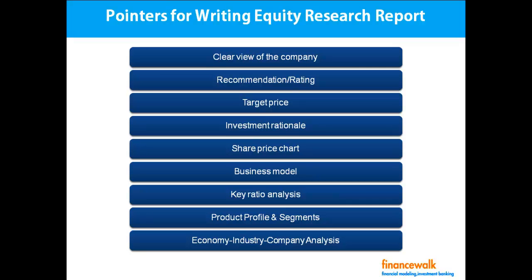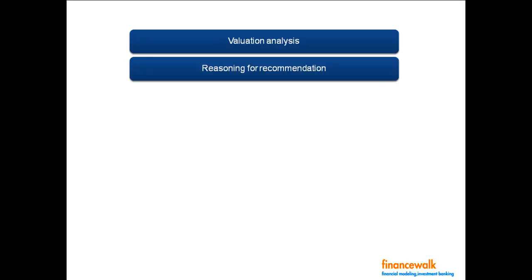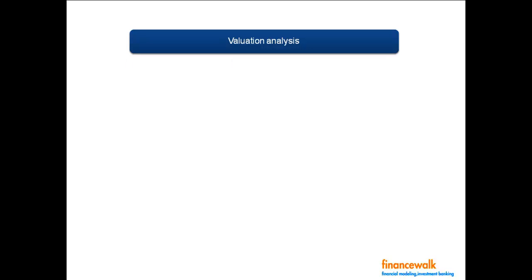Economy, industry, and company analysis, EIC model, which we have covered in fundamental analysis. After including analysis of economy, industry, and company analysis of the company, go for the valuation models. Then perform DCF analysis and relative valuation with the company's peers. So relative valuation has to be done with company's peers based on parameters like EPS, PE, P by book, P by sales, return on equity, and return on capital employed.